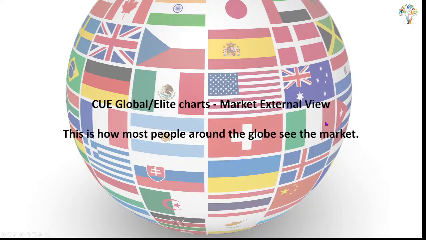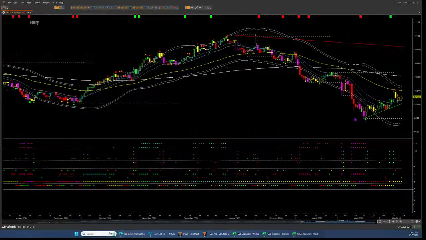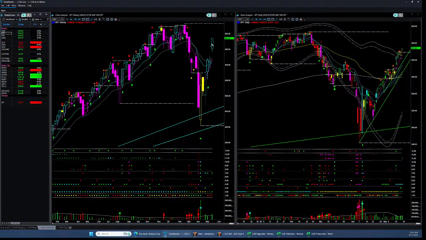After the internal health check, the external view, this is how most people around the globe see the market. SPY, very bullish in both weekly and daily, and it is also overbought. Not a time I would like to buy, at least not constituent stocks that are overbought like this. In the past, that has served me well, and I would like to continue with that discipline, not chase instruments that are already so overbought.